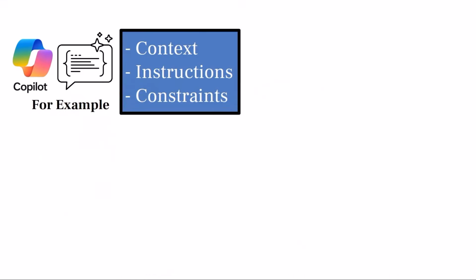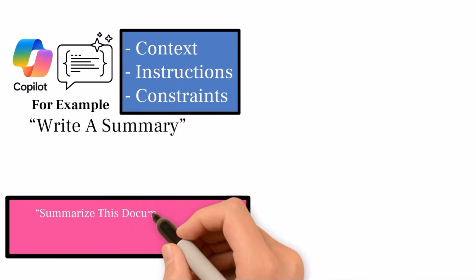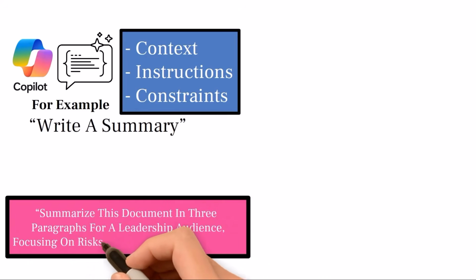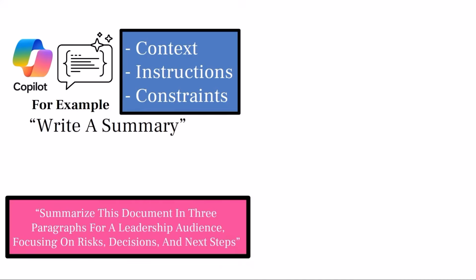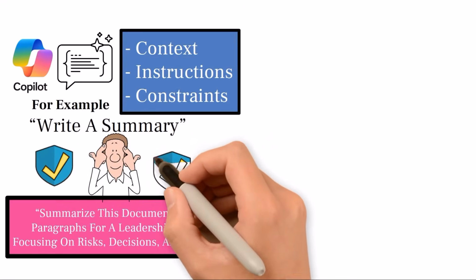For example, instead of saying "write a summary," you might say, "summarize this document in 3 paragraphs for a leadership audience. Focus on the risks, decisions, and next steps." That level of clarity helps Copilot understand exactly what you need.